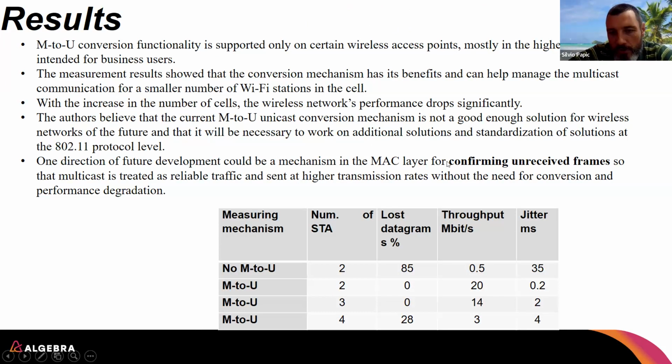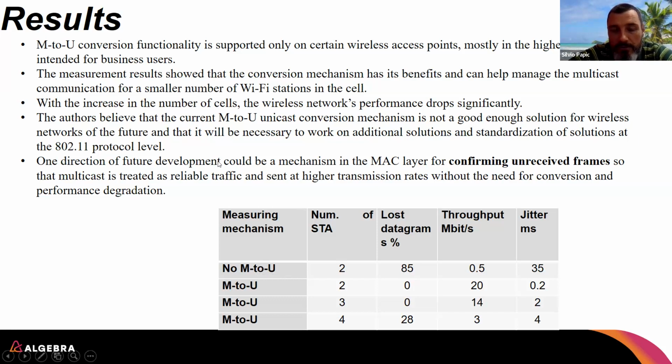So this is in short summary of this test. Without multicast to unicast conversion, there was 85% loss, and with multicast to unicast conversion up to 4 clients, it worked fine. And then after we added the 4th client, the network degraded practically to be unusable. Any other client that we add will be just even worse.